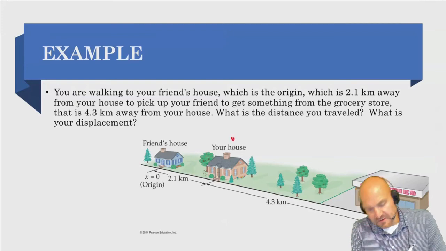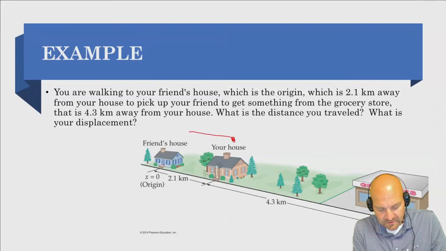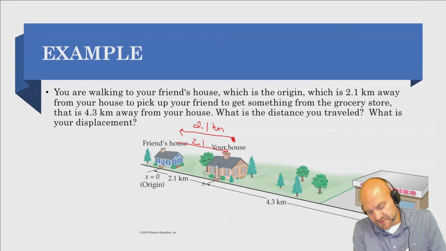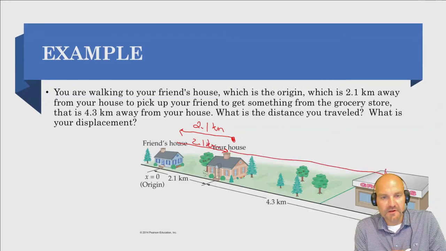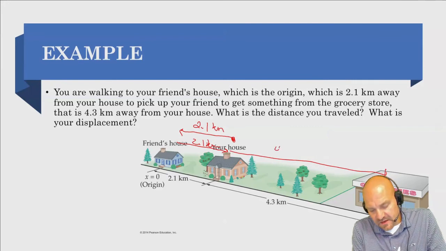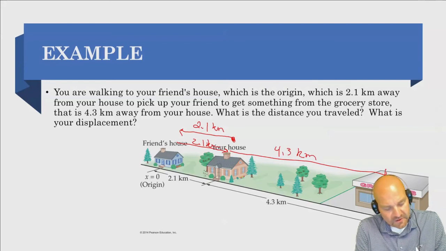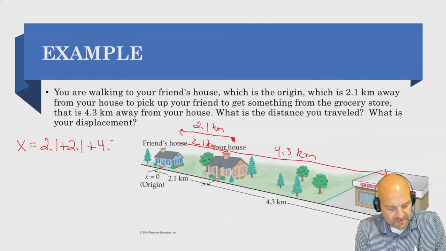Okay. So here's our path, right? We're going to start at our house. We're going to go to our friend's house, which means we've walked 2.1 kilometers. Now we're going to go back towards our house because the grocery store is on the other side of our house, and we're going to go 2.1 kilometers to go back to our house, and then we're going to walk the final 4.3 kilometers to get to the grocery store. So the distance means I'm going to go 2.1 plus 2.1 plus 4.3, which tells me I've walked a distance of 8.5 kilometers.